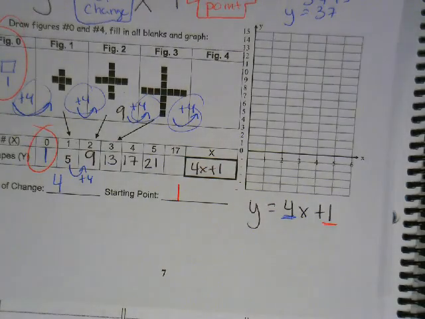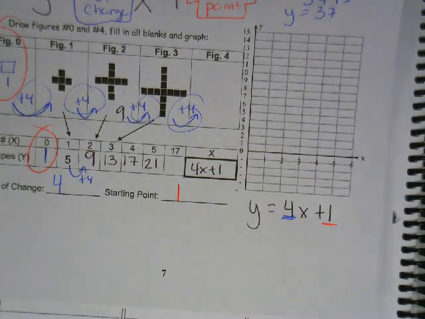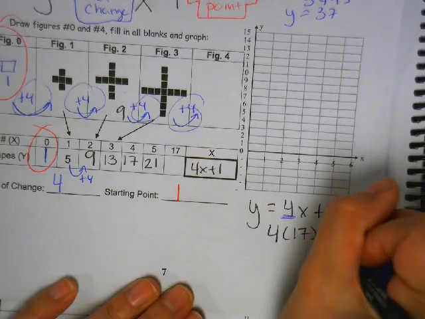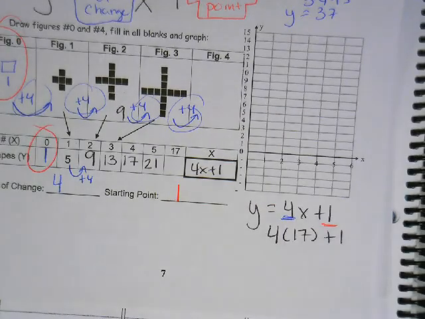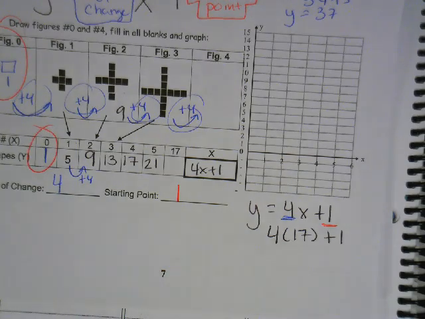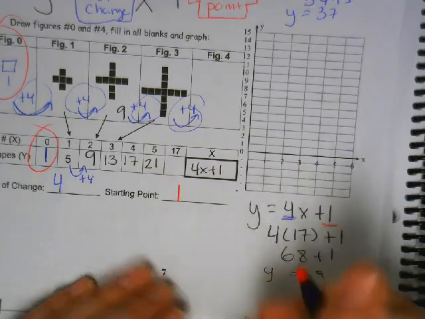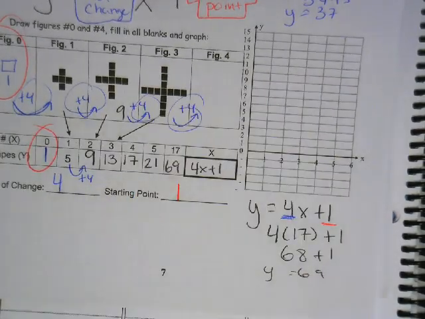Now, Chris, we're going to solve for 17. Because first we got to figure out what this is. Then we're going to plug in the 17. So I'm going to plug in the 17. 4 times 17 plus 1. What's 4 times 17? 68 plus 1 is 69. Very good. So we're going to write that down in that little box right there.